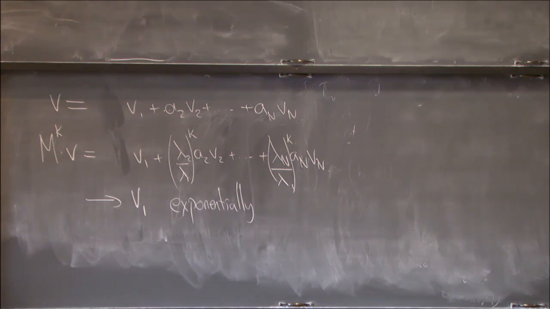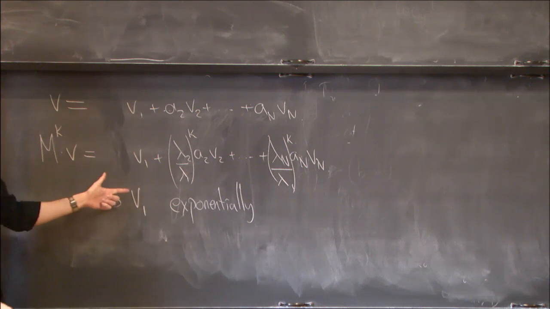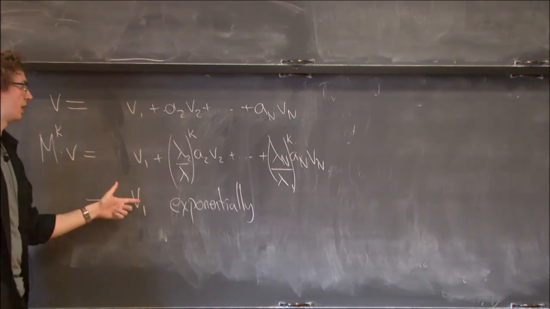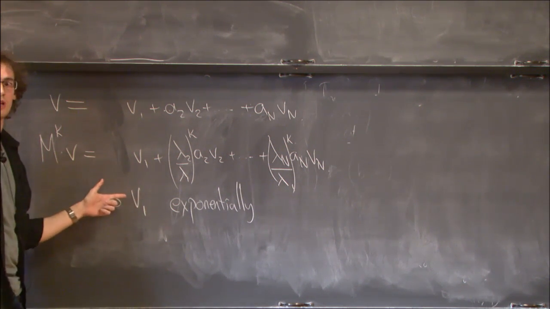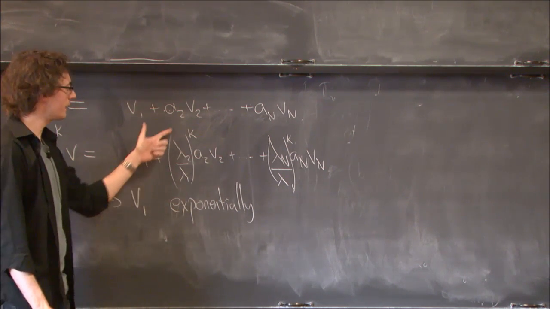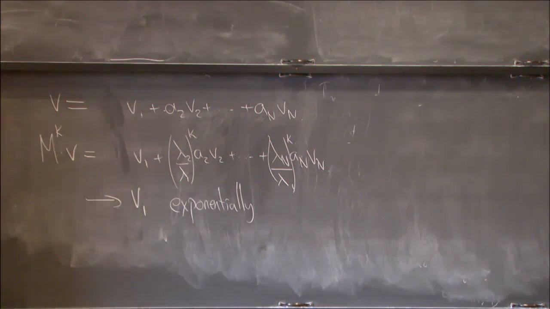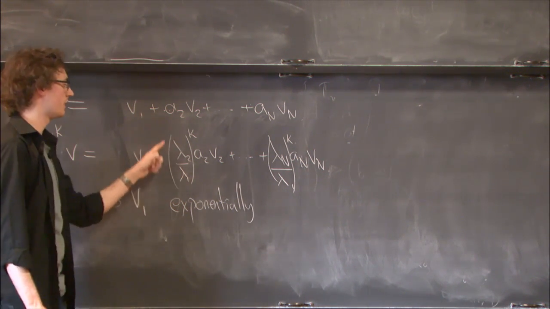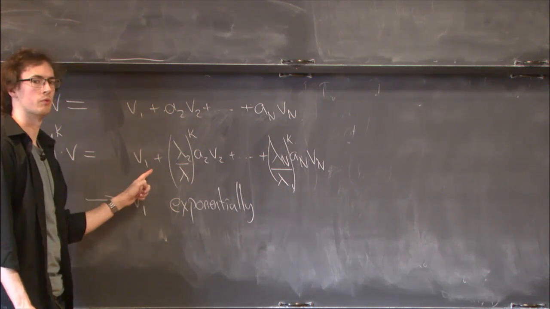And in fact, I can even get a little bit of control over how quickly this convergence to v1 is happening. The important thing is how quickly these coefficients are decaying away, and so the important thing that I need to control, if I want to get good, fast exponential convergence to v1, is I need this ratio here to be very, very small.